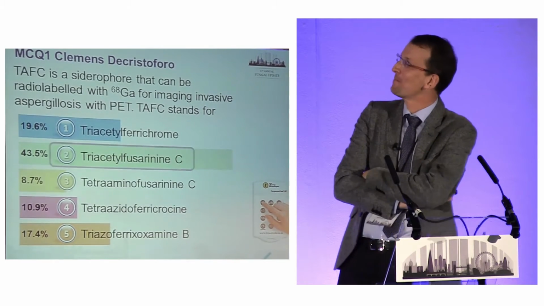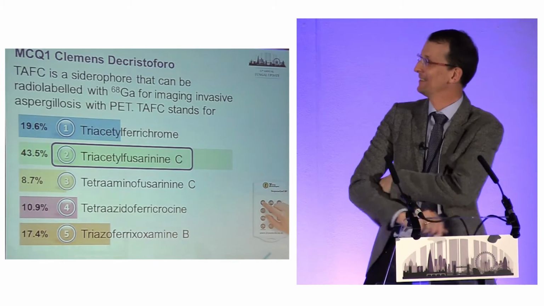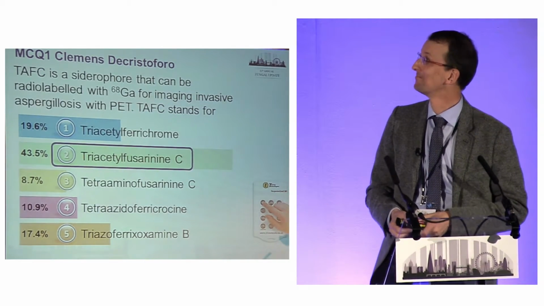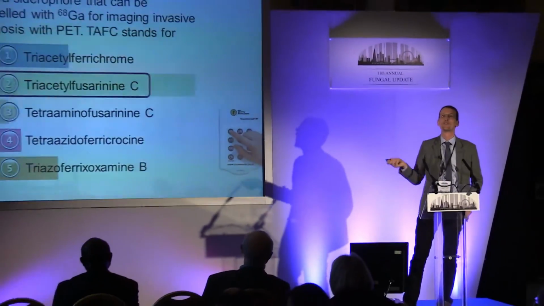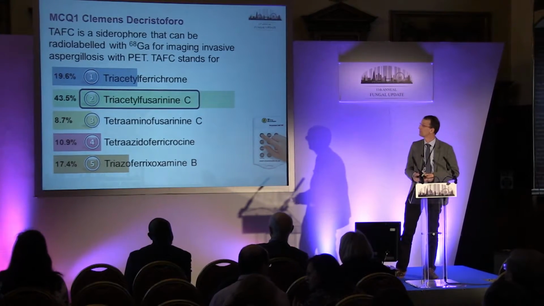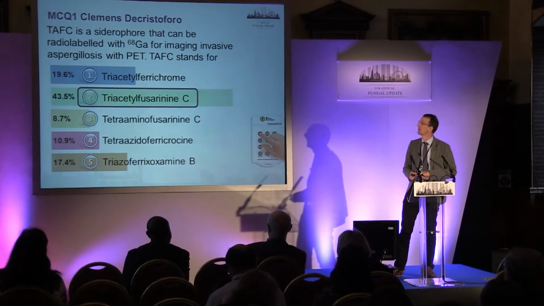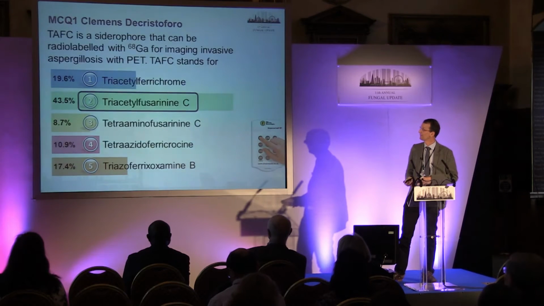Very good, 43%. That's pretty good. Yes, triacetylfusarinine C. So that's an acetylated version of fusarinine C. That's also produced by Aspergillus fumigatus, and it's the main siderophore used by this fungus for iron acquisition, TAFC.